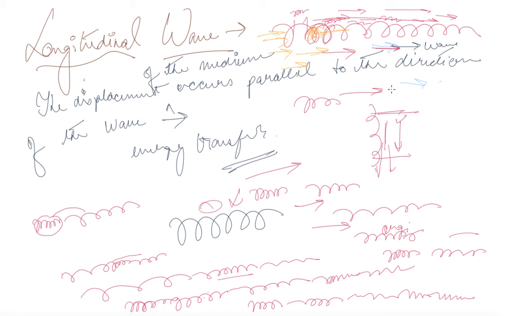So what we can conclude is that the direction of the propagation of the medium is parallel, that is, in the same direction as the direction of the propagation of the wave, and therefore this type of wave is known as a longitudinal wave.